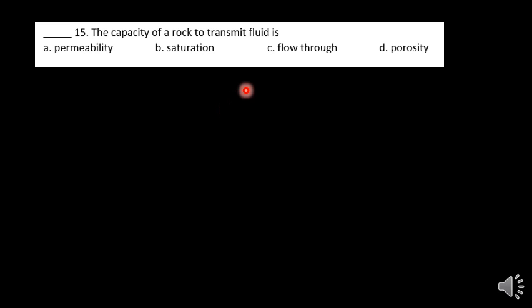Capacity of a rock to transmit fluid. Don't get porosity and permeability mixed up. Porosity is the amount of empty space or pore space you have, the holes that are there. You have pores in your skin, so it's the amount of empty space that's in there. Permeability is how well those empty spaces are linked up together.